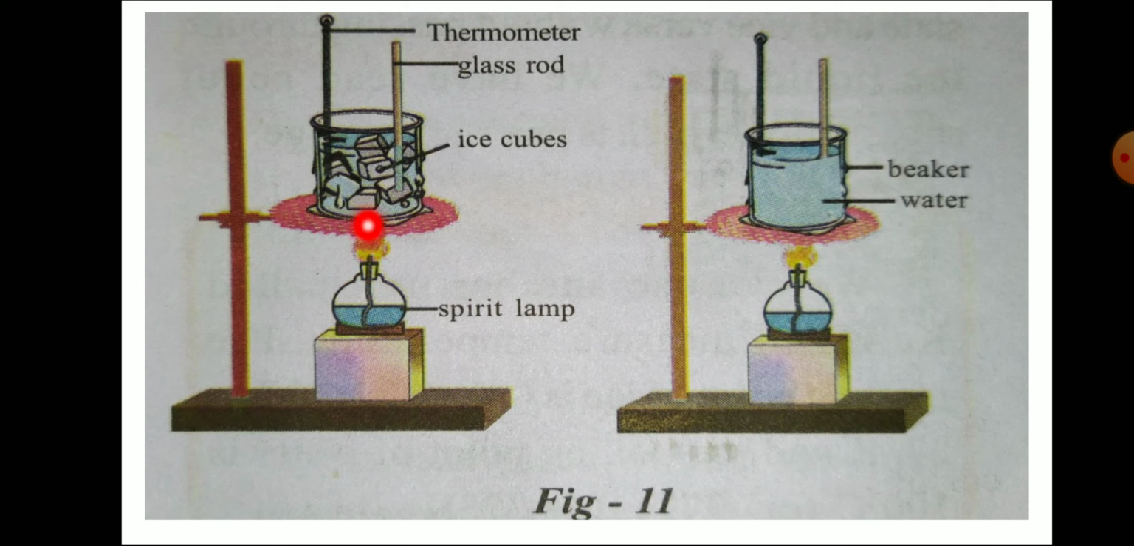Here you have to remember one point. When you start heating with the spirit lamp, you have to note down the temperature every 30 seconds. First, in the beginning itself, note down the temperature. What is the reading of the thermometer? Then these ice cubes start to melt because of heat of fusion, and after some time it comes to the liquid state, that means the water state. The liquid state of ice cubes is water.